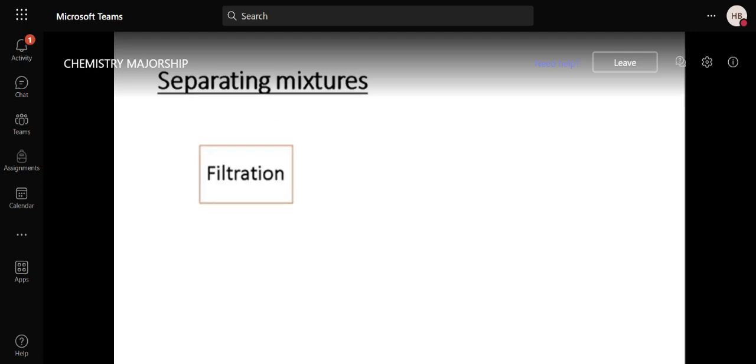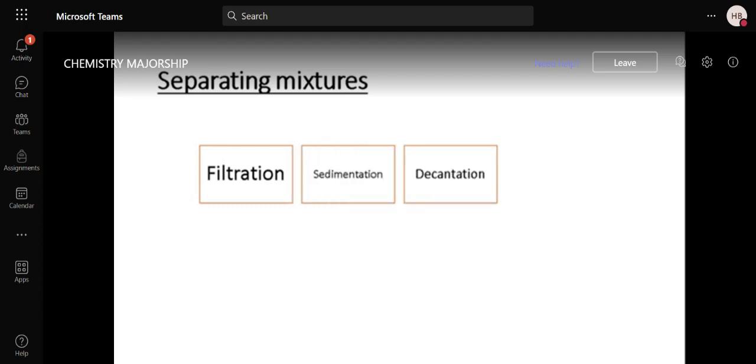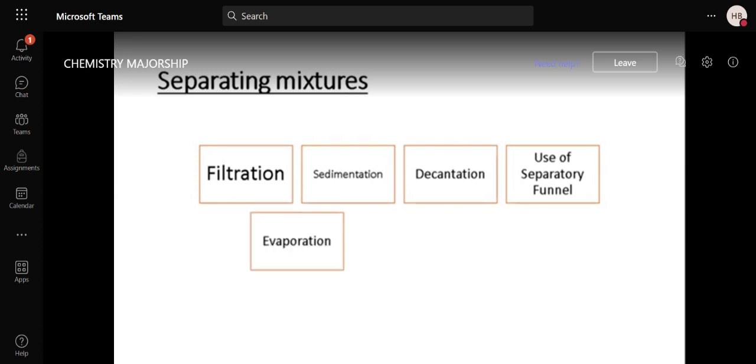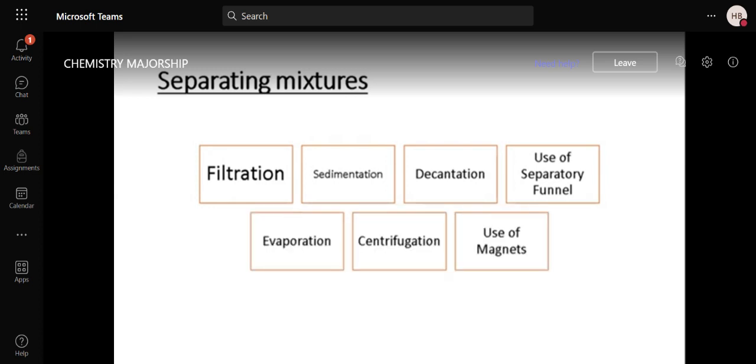Remember what I said earlier? Physical means like filtration, sedimentation, decantation, using a separatory funnel, evaporation, centrifugation, use of magnets. Ayan po. Ilan lang yan para paghiwalayin ang mga components of a mixture.